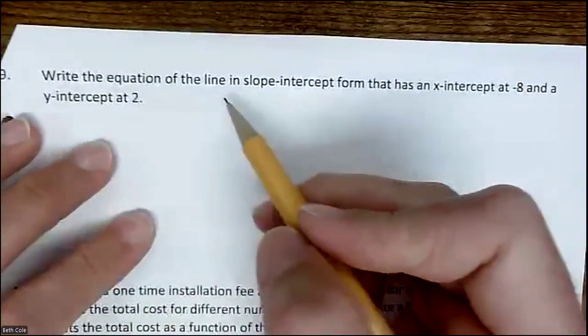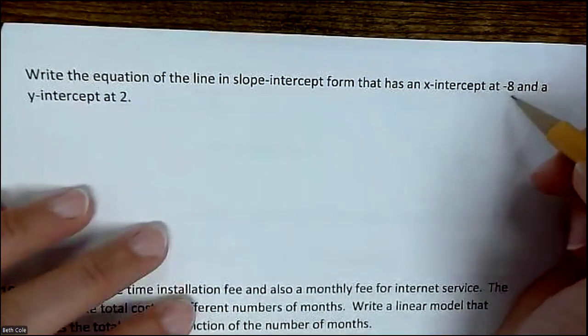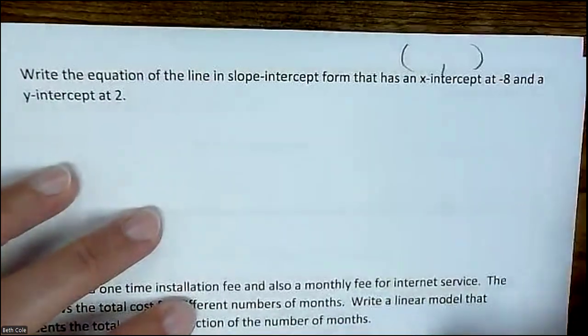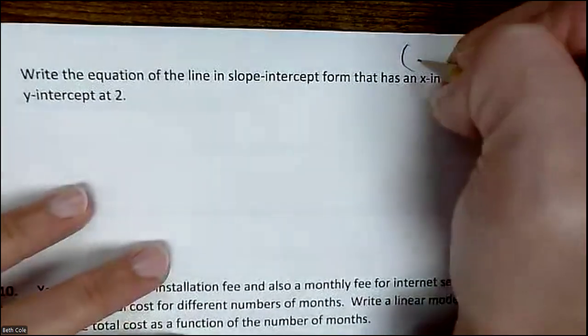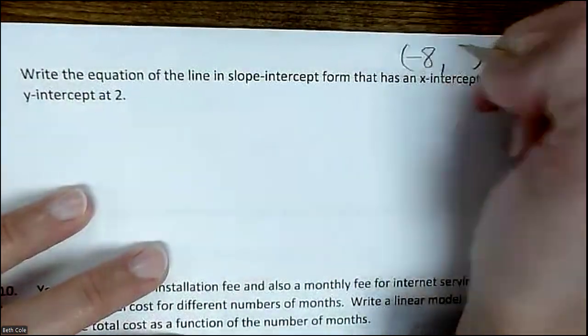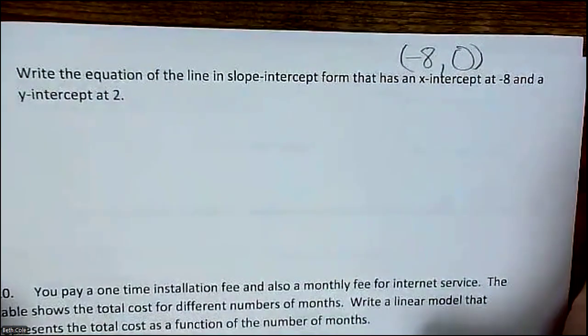All right. Write your equation, slope-intercept form. We have an x-intercept at -8. As an ordered pair, what would that be? If it's an x-intercept, well, close. -8, 0 for your x-intercept.